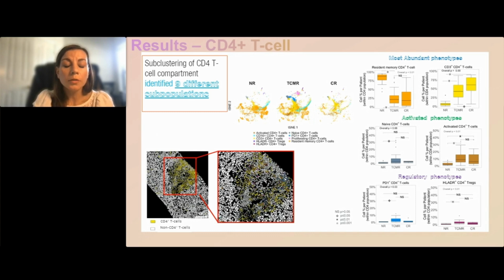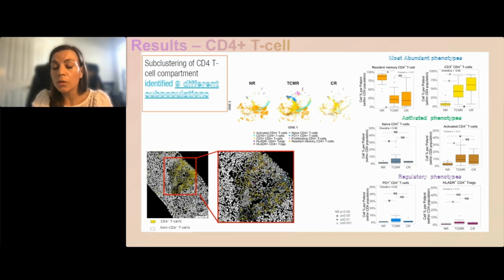We also tried to further characterize each metacluster, and so we performed a subclustering within the CD4 compartment, which led us to identify 9 different subpopulations that, as you can see here, had a different distribution and density across the 3 groups. When we look at the distribution within each clinical group, we saw that resident memory CD4 T-cell was the most abundant phenotype identified in no rejection, while CD3 positive, CD4 positive T-cell were predominant in both rejection groups.